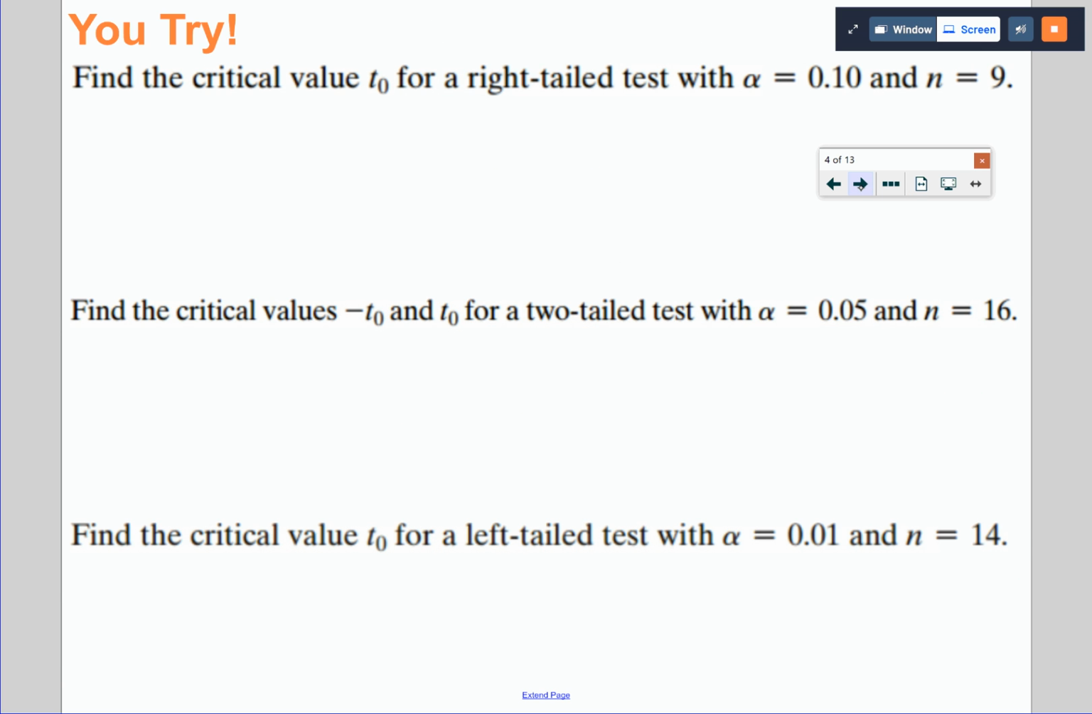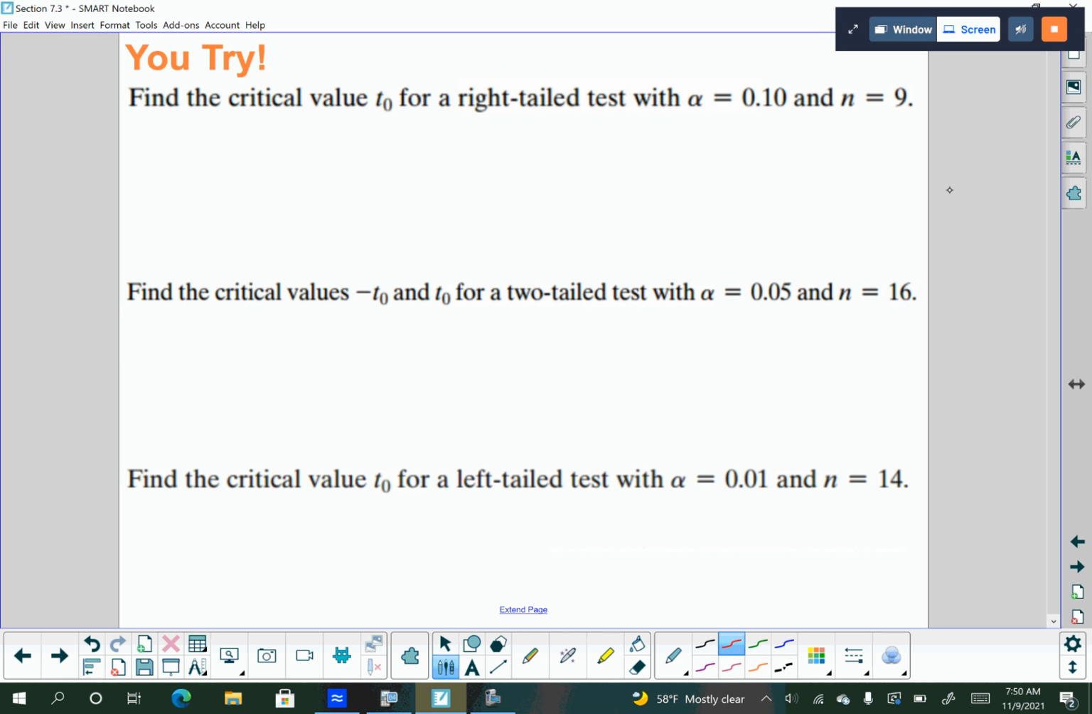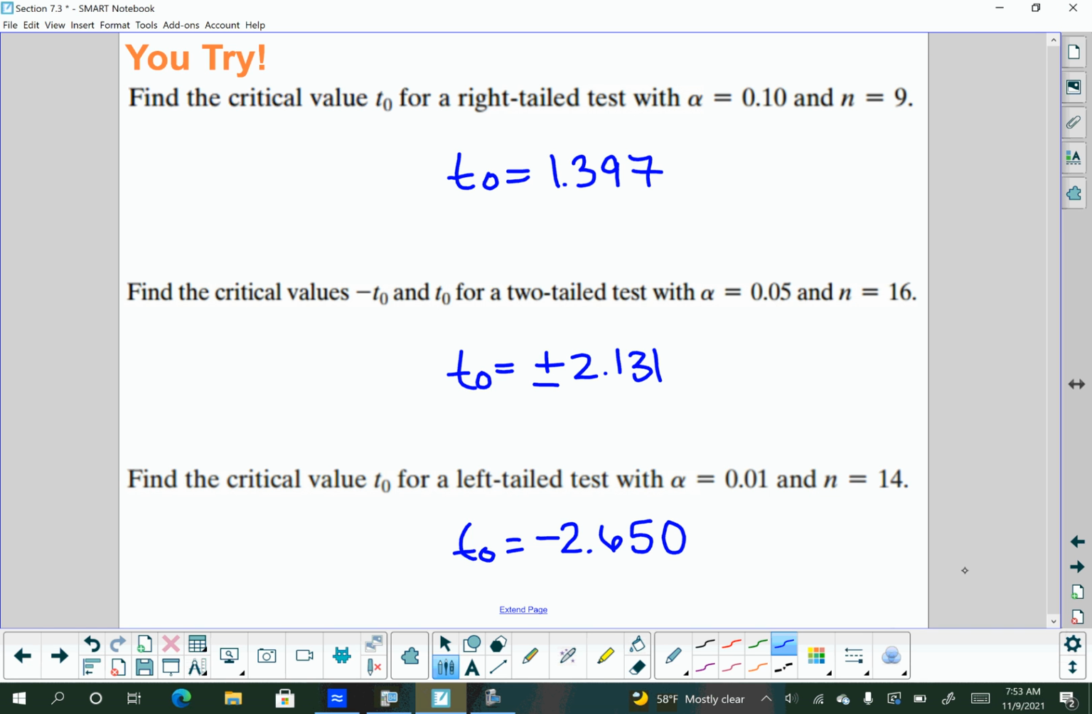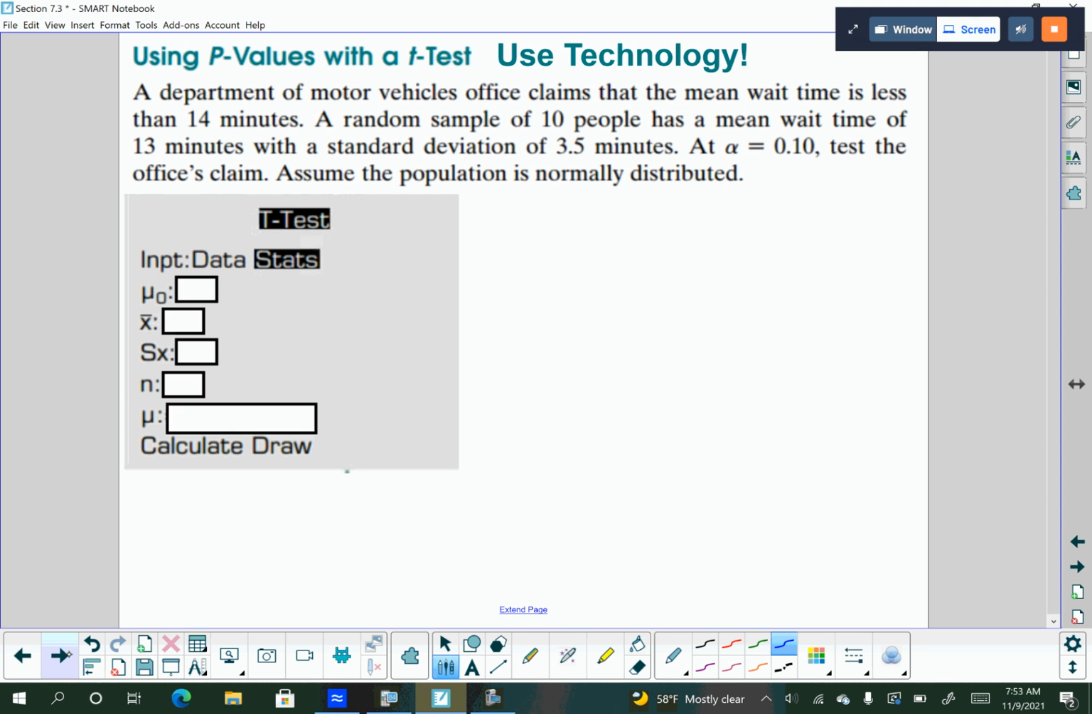All right, you guys try these ones real quick. I'll give you a minute. Perfect. Good. Any questions? Finding critical values for our t-test, hypothesis testing. All right, you need your calculator for the next little bit here. So let me unfreeze that for you.